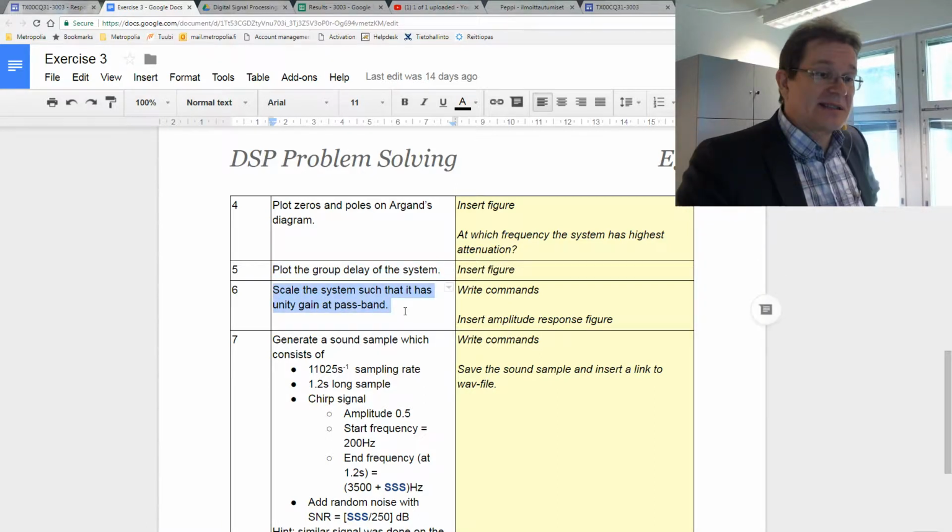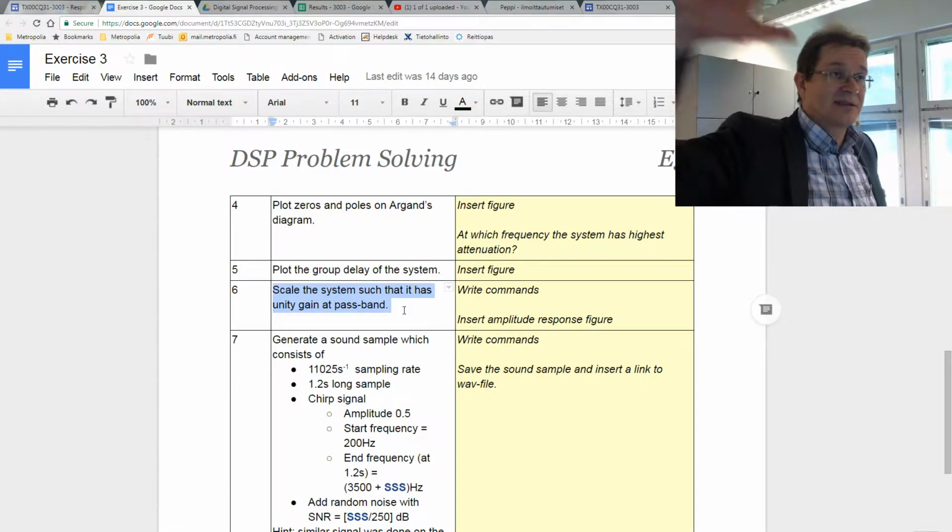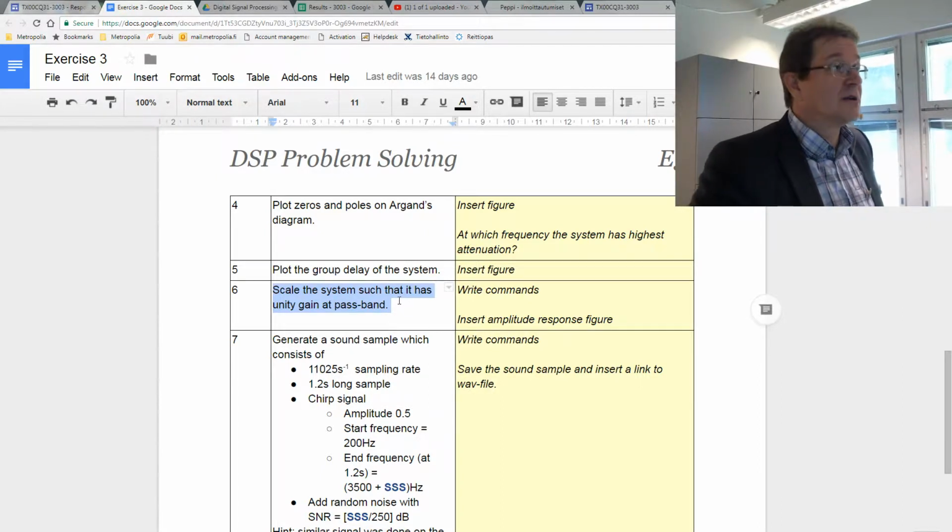Then scaling the system such that it has unity gain at the passband. So you don't have a magnification of the signal, so that at some point it will start saturating. Okay, that's quite common with filters: if you don't need amplification, then you don't have it.